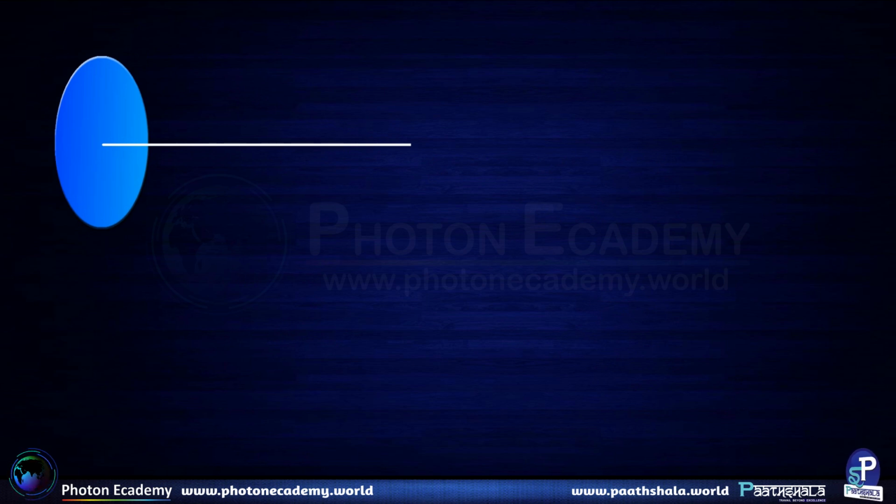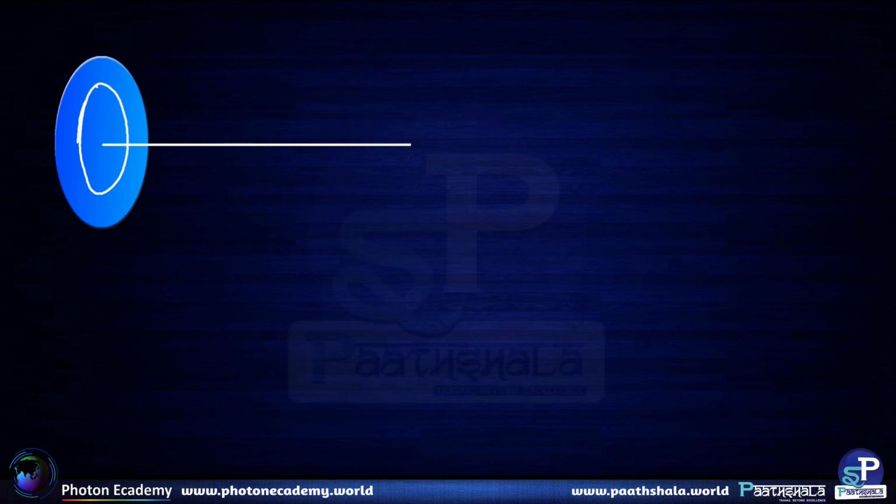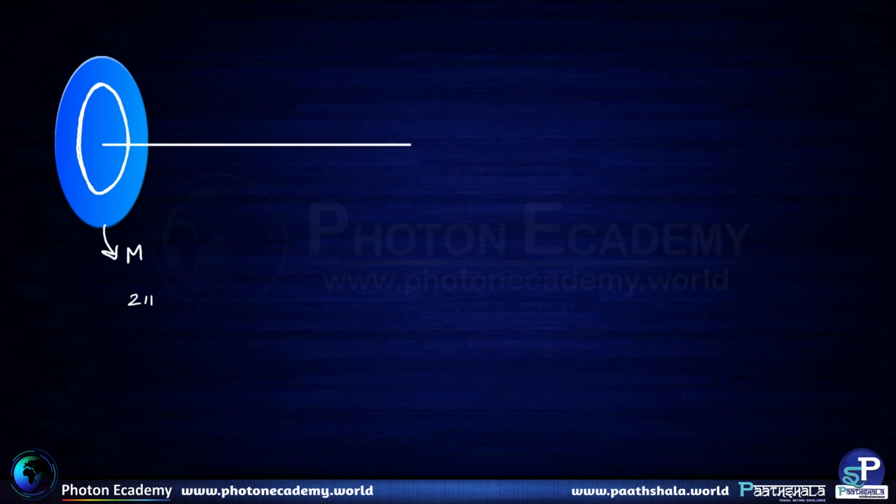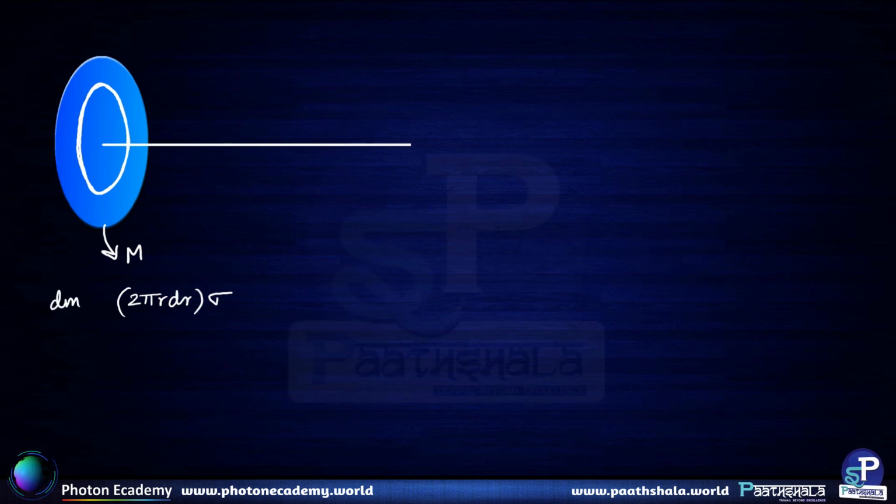So if we want to integrate and calculate the field of this particular disk, then we actually would have to divide this disk into small thin infinitesimally small rings. Now the total mass of this disk is m. So the mass of any one such ring is going to be given as 2 pi r dr, which happens to be the small area of that ring, into sigma. Sigma happens to be mass per unit area.